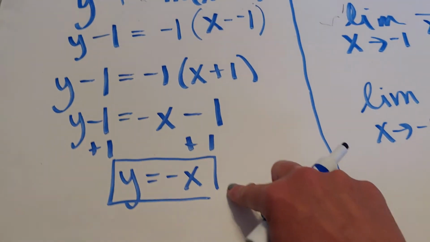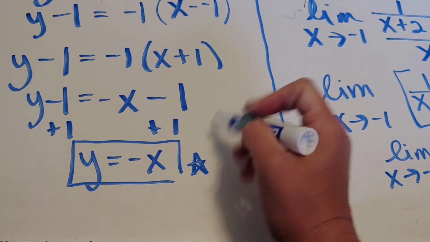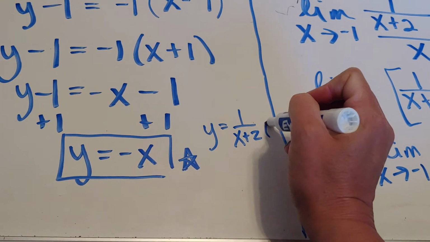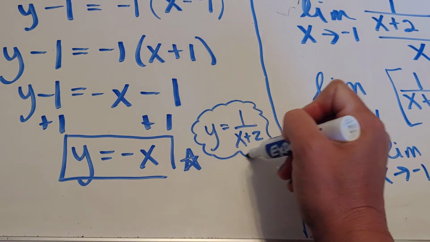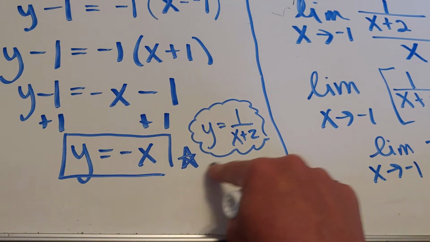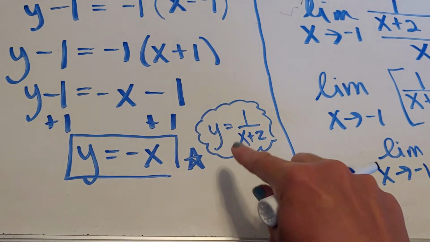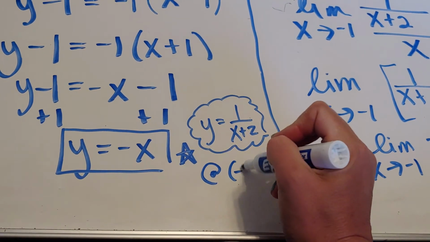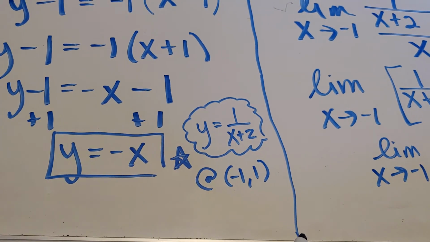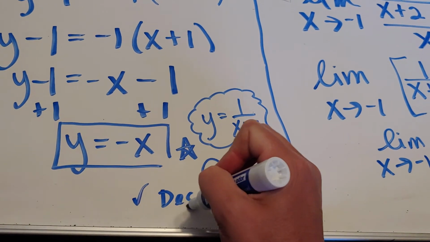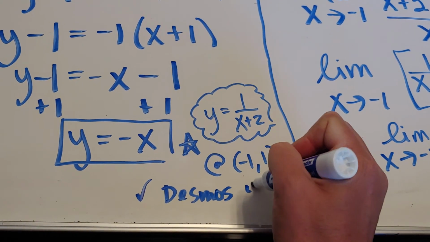Awesome. Now, since you guys all have access to the internet and Desmos, what you could do is you could actually graph this guy and graph y equals 1 over x plus 2, our original function. And what you should see is that they're going to touch at the point negative 1, 1. So it should be a pretty cool graph. So check using Desmos and see what happens.